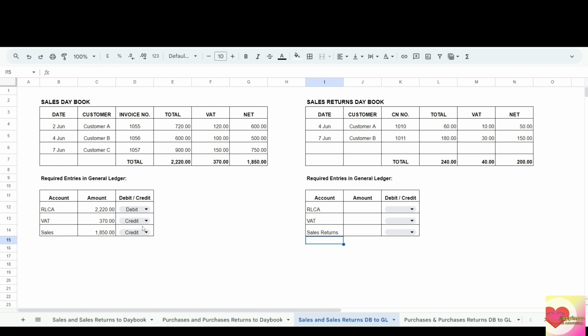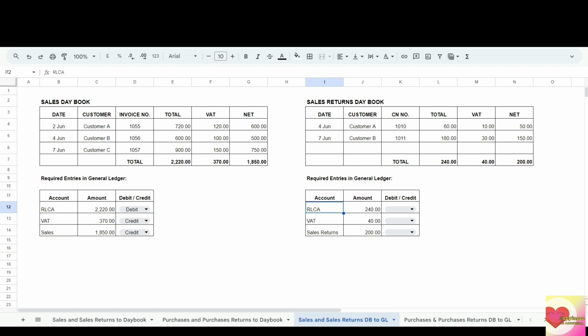So you will notice that the accounts are the same, RLCA and VAT. The only difference is the sales and sales returns account. Then let's transfer the amount, RLCA, VAT, and the sales returns amount. Now which side should I go, either debit or credit? Remember, we are transferring from sales returns daybook where we recorded sales returns.